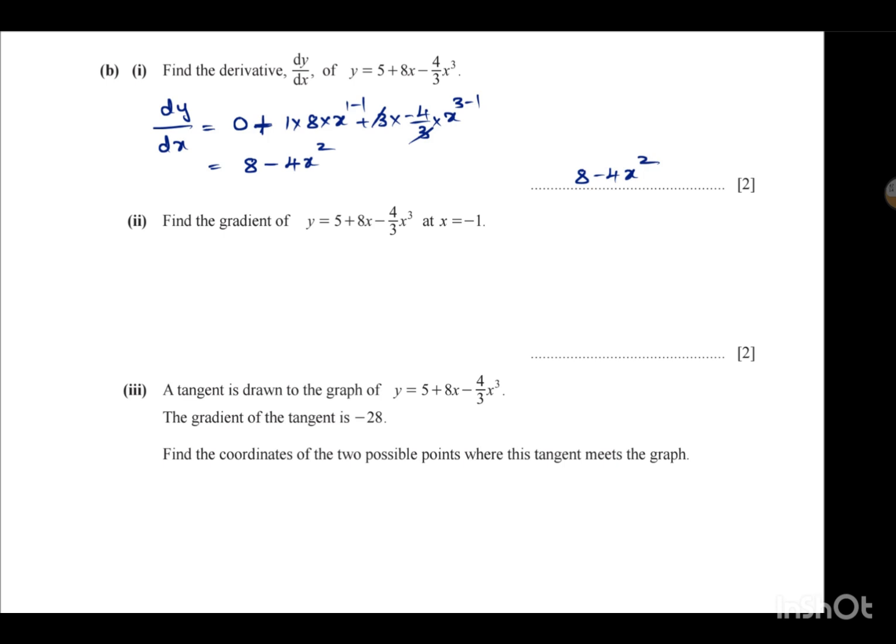Question number 2. Find the gradient of y is equal to 5 plus 8x minus 4 by 3x cube at x is equal to minus 1. So here you have to find the gradient. Just take the value of x as minus 1 in 8 minus 4x square. So 8 minus 4 into minus 1 whole square gives you 8 minus 4, which is 4.